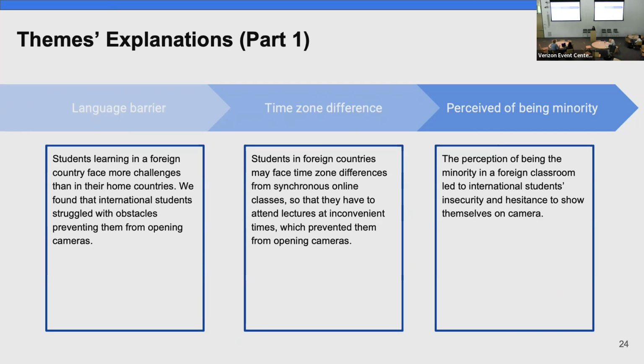And the third one is the perception of being a minority. Some students we interviewed mentioned that they feel that they are a minority in a foreign classroom. This led these international students to feel insecure and hesitant to show themselves on camera.